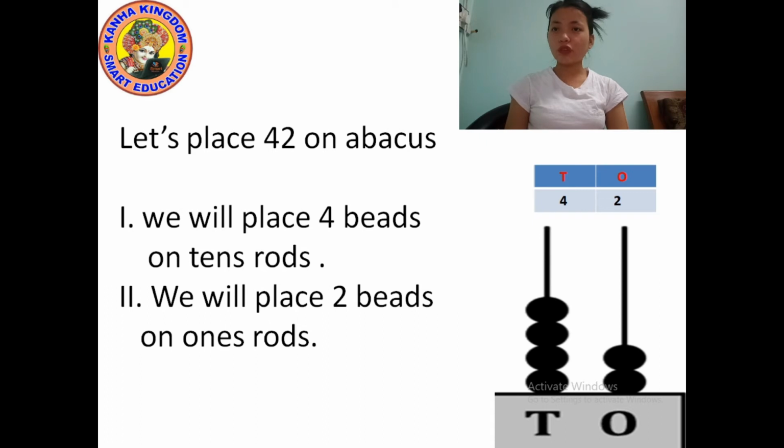See the picture of 42 already placed on the abacus, the picture in black color, with tens and ones. In the tens rod there are 4 beads, which symbolize 4, and in the ones rod there are only 2 beads, which say 2. So it is 42. See how I placed the number 42 on the abacus.